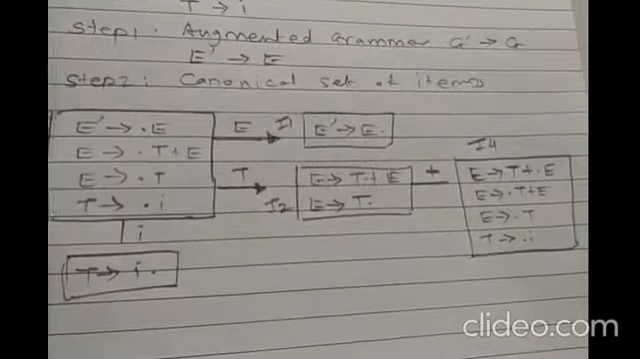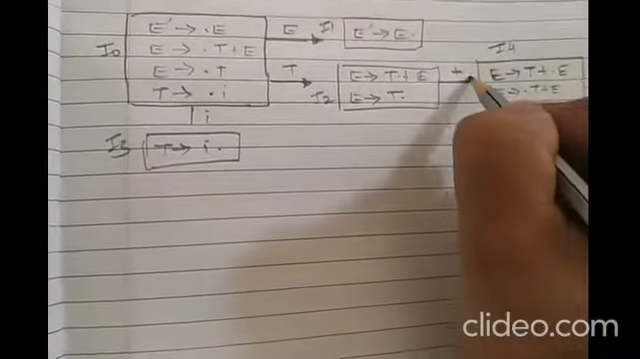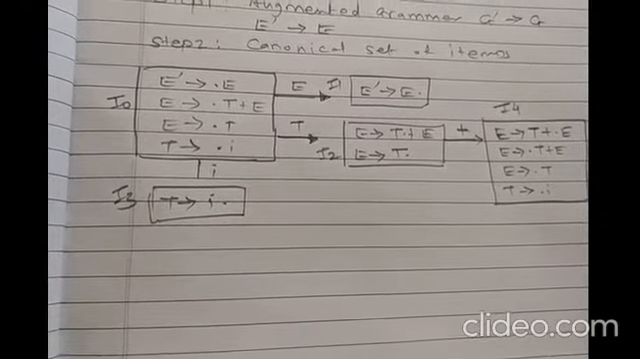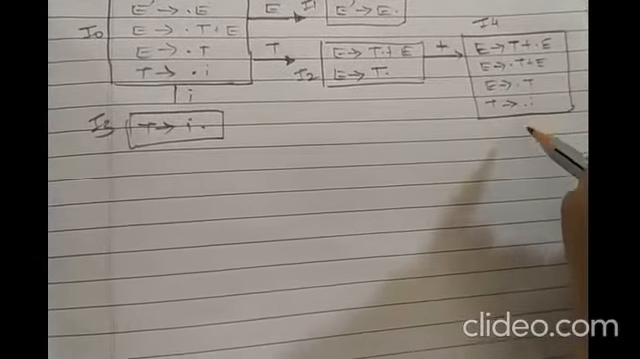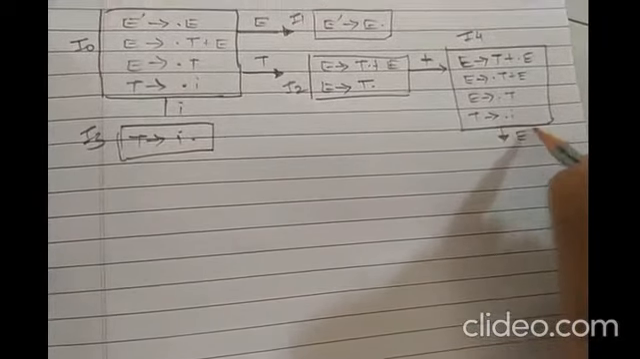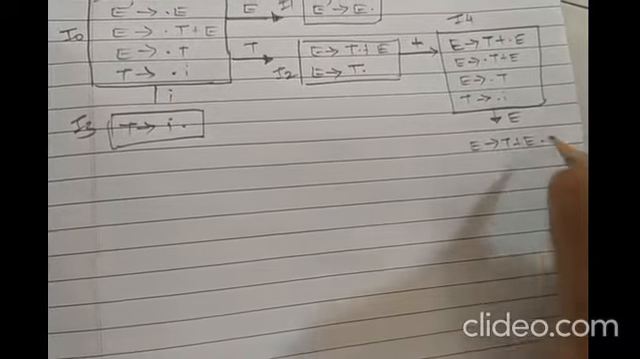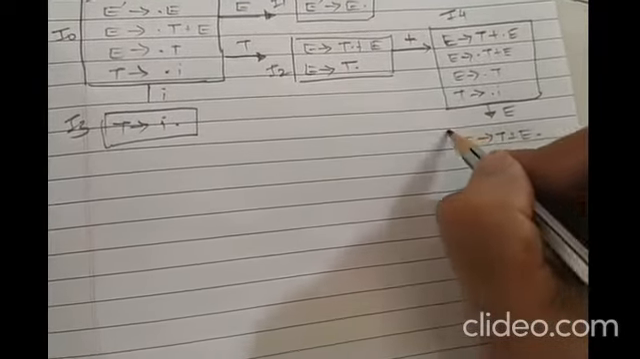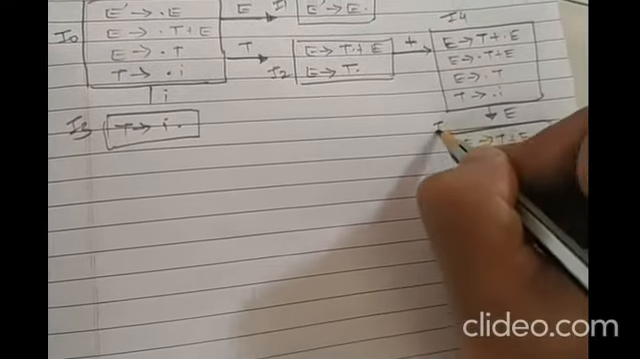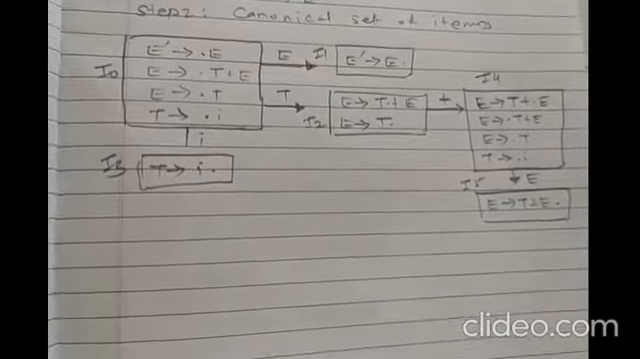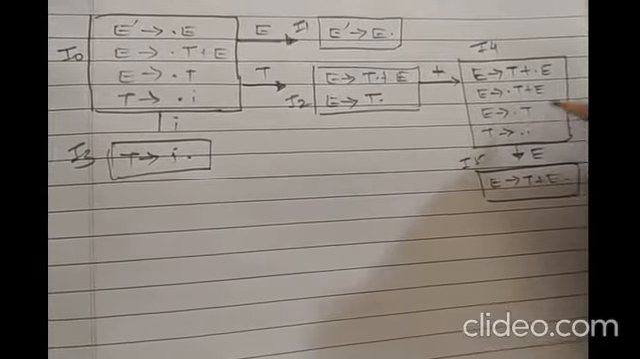Now next transition that can be possible on I4 is on E. On E we will have T plus E dot. So E tends to T plus E dot. No other transitions are possible. This is the new state we got. We'll name it I5.